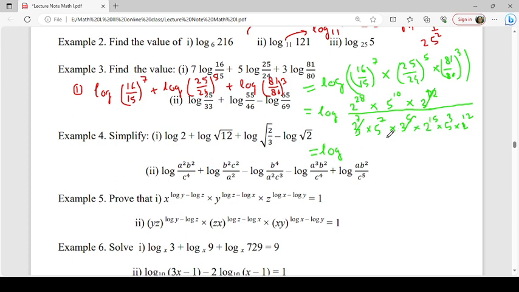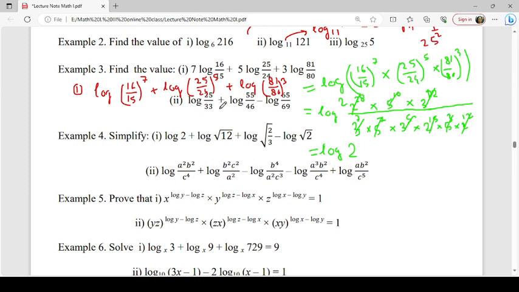Here power is 2 to the power 15, 2 to the power 12. It is 2 to the power 27. So here remains 2. 5 to the power 10. This is 7, this is 3. It is 10. So 5 to the power 7, 10 will go. So remains only 2. So it is log of 2. So the simplification of this is log of 2.